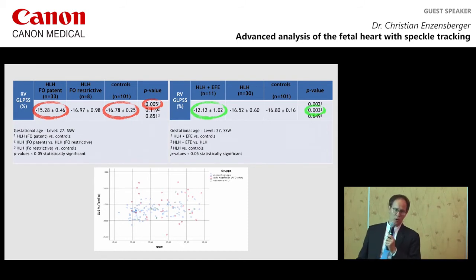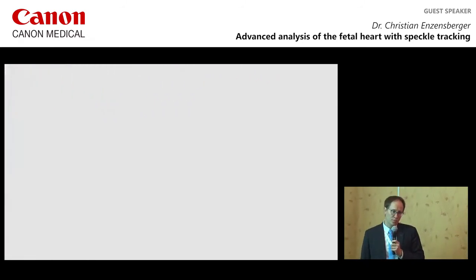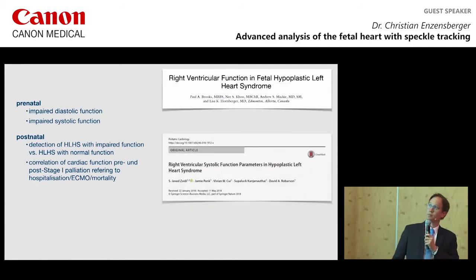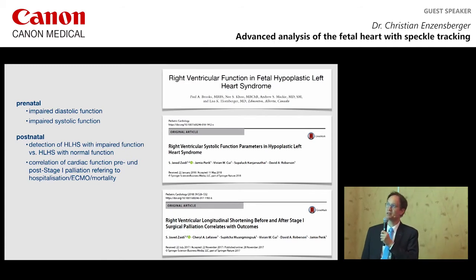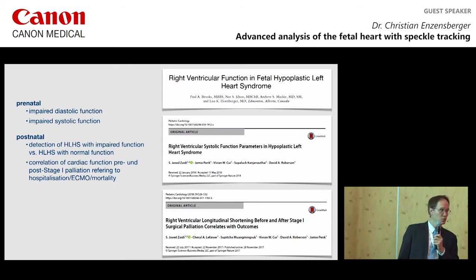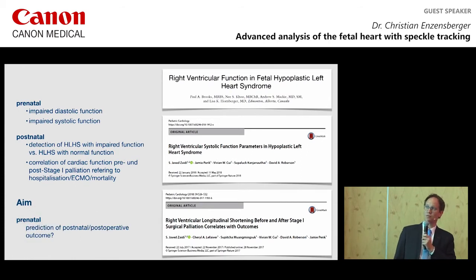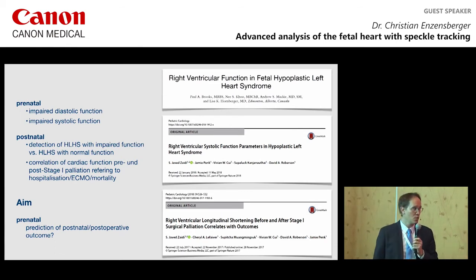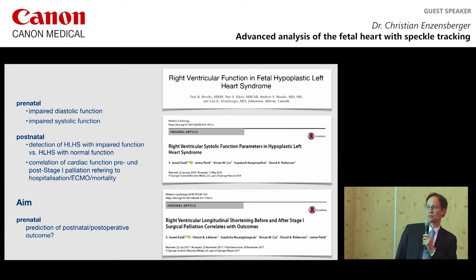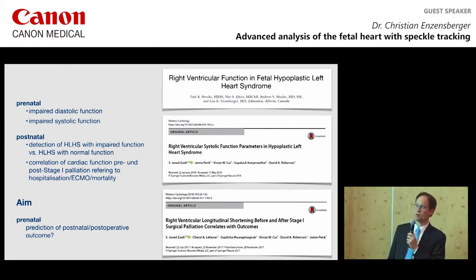16.8%. Now, we know from already published papers that we have prenatally an impaired diastolic function, we can discuss impaired systolic function, and we know about the postnatal problems. Then we should keep in mind that the aim of our cardiac investigation should be that one day we will be able to prenatally predict postnatal or postoperative outcome by investigation of cardiac function.